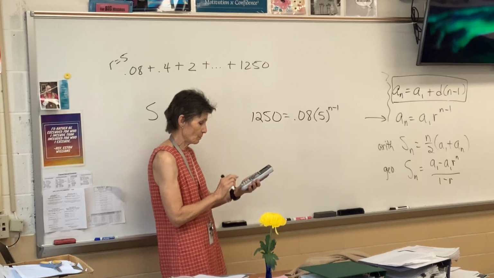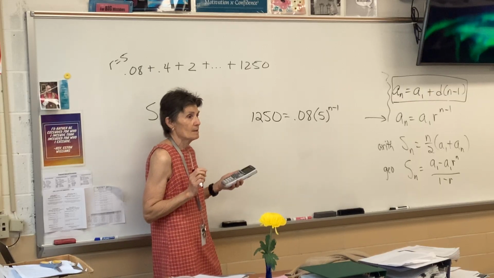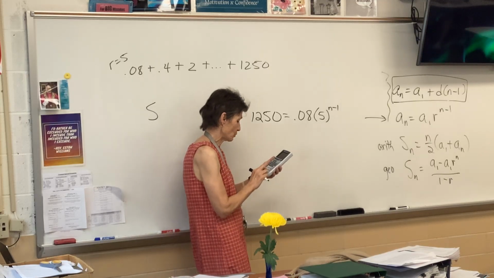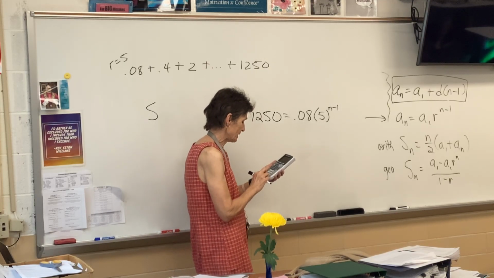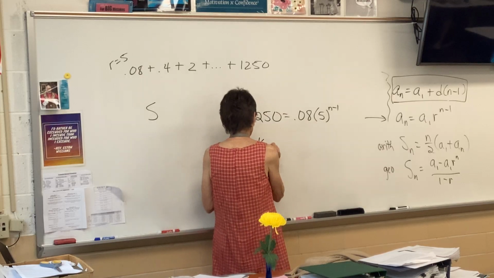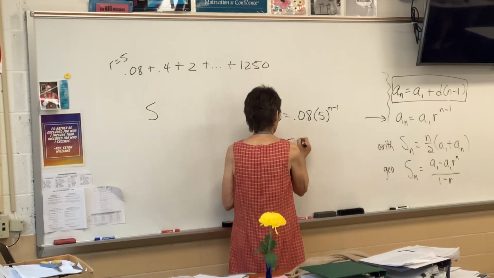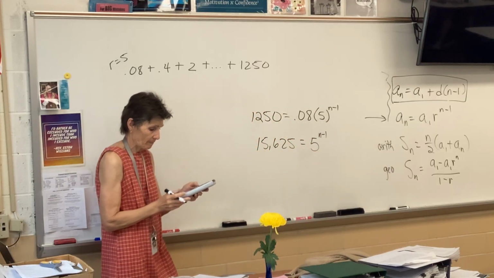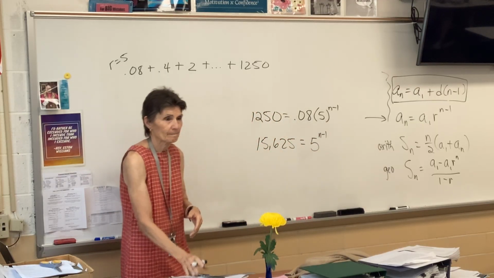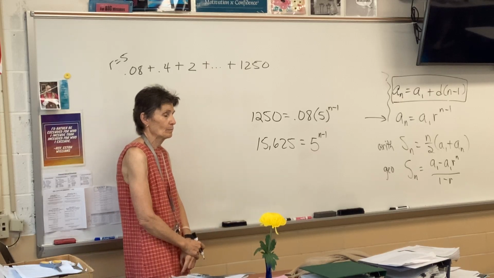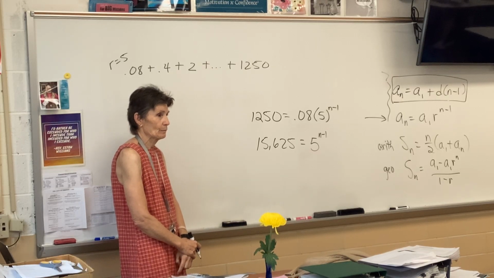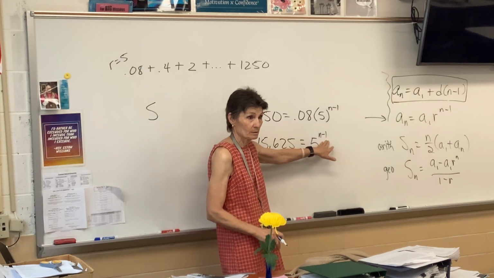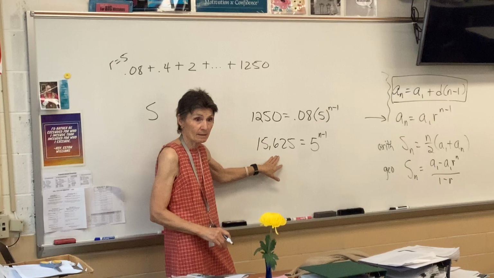What would you suggest? You did a whole bunch of these back in chapter 3. Divide by 0.08, so 1250 divided by 0.08, 15,625 equals 5 to the n minus 1. So 5 to some power equals that number. Would you agree?